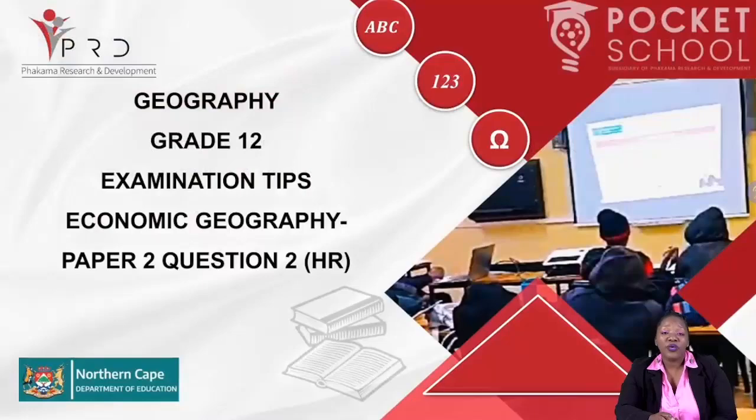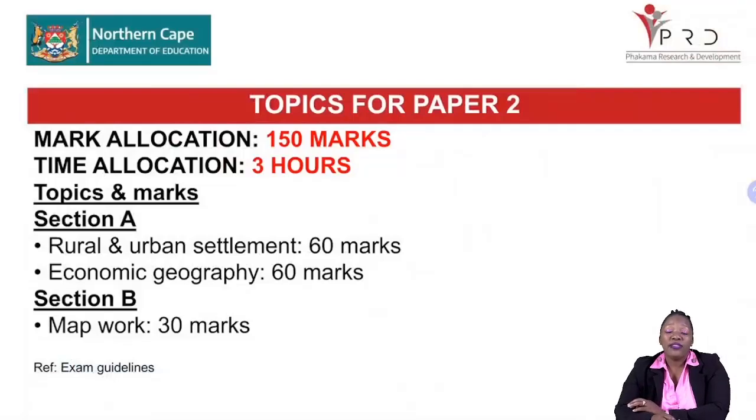So before we start with our revision, I just want us to go through your examination tips. So we're going to start with the structure of your question paper. Your question paper is allocated 150 marks and the duration is 3 hours. Your question paper will have 2 sections. Your section A with 2 questions, which is your rural urban settlement, 60 marks, and your economic geography, 60 marks. And then you move to section B, which is your map work with 30 marks.